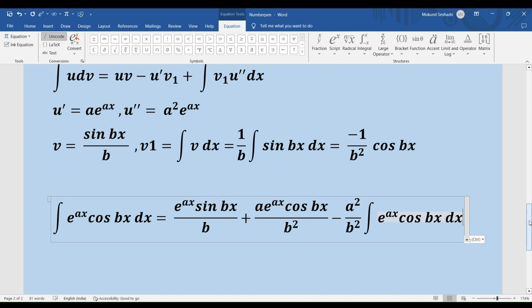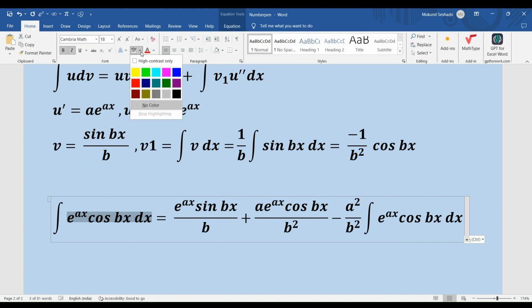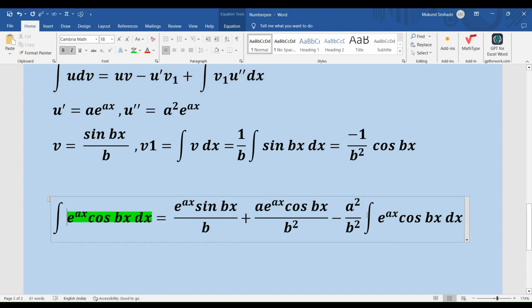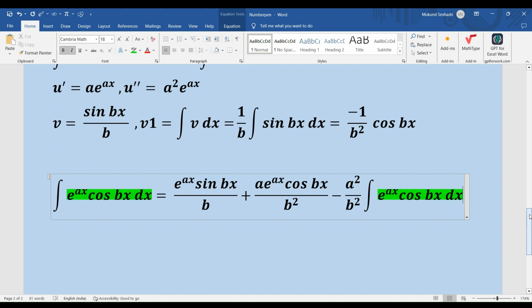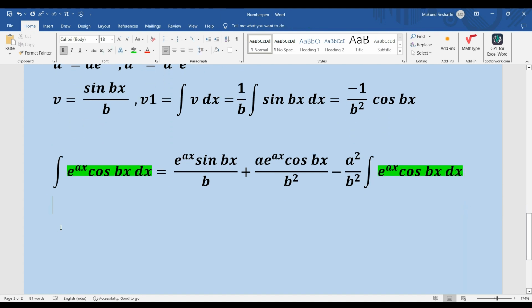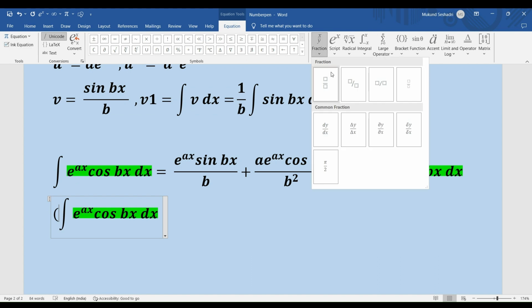So now you see your LHS has got integral of e to the power ax times cos bx dx, and let me highlight it using a specific color, say green. And I have the same integral in my RHS as well. So what happens if we do a little bit of rearrangement? I move the minus a square by b square times integral of e to the power ax cos bx dx to my left. So I have integral of e to the power ax times cos bx dx. And I also have a 1 plus a square by b square alongside that, right?